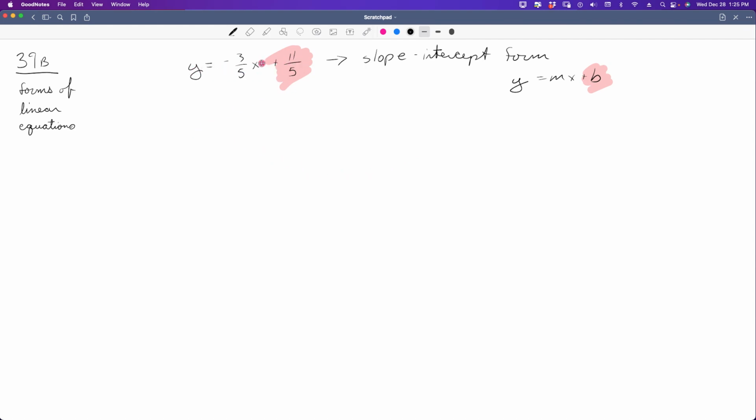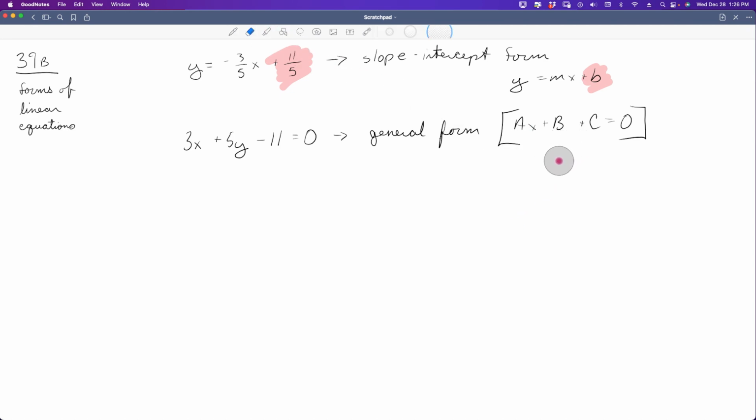In general form, this would look like 3x plus 5y minus 11 is equal to 0. That's what we call general form. It is, I'll put that in brackets here, ax plus by plus c is equal to 0, and it's always set equal to 0. Sorry, that's not an x, that is a y. So the x and the y.